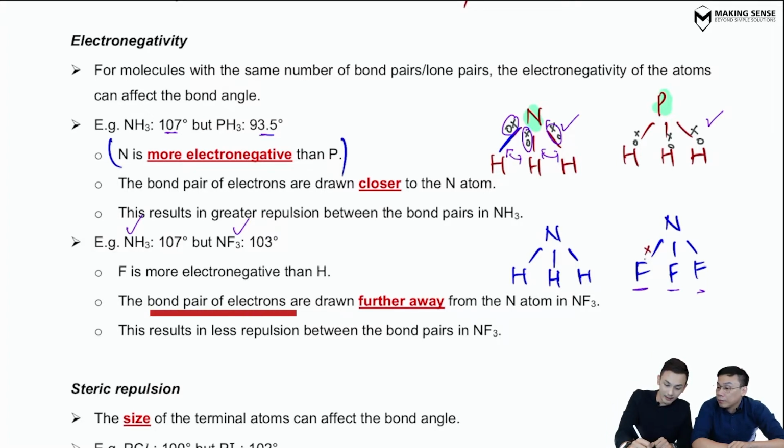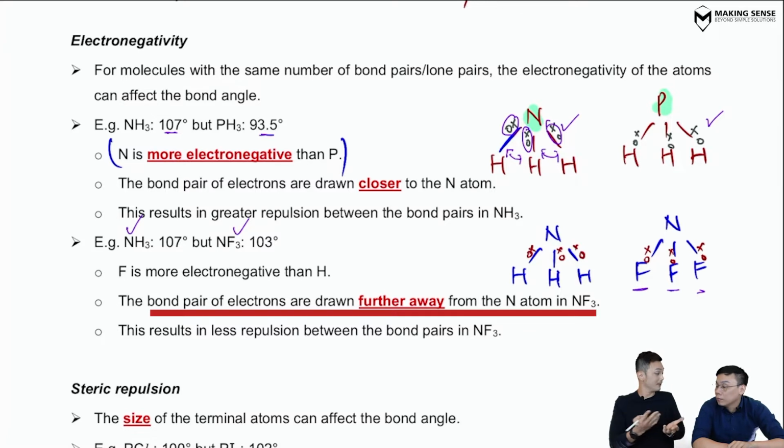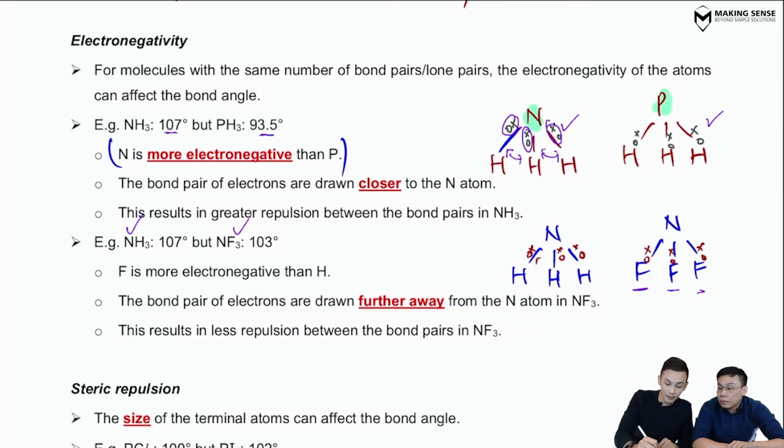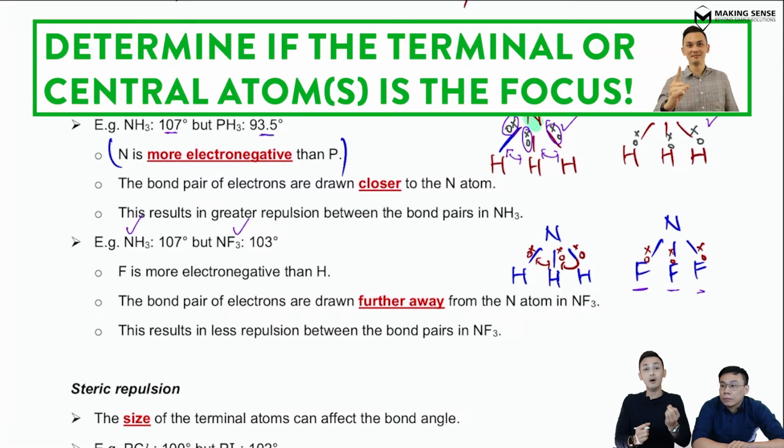Therefore, we do expect that the electrons are now going to be closer towards fluorine as you compare with your NH. And for reasons I think Mr. Yap has explained to us earlier, the ones that are closer to the top are going to experience a greater repulsive effect, and that is why ammonia has a larger angle between them. Right? So the concept is the same. It's always about electronegativity, but your focus is to really understand, is it the central atom that's the point of focus, or is it the terminal atom that's the point of focus?